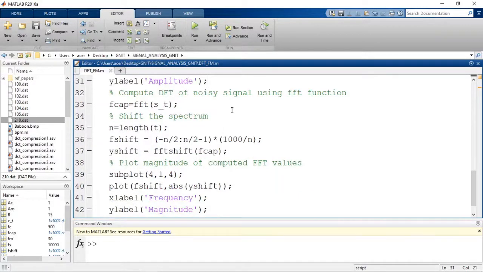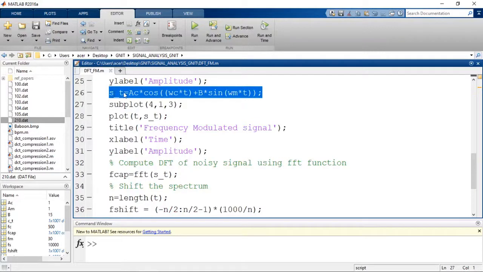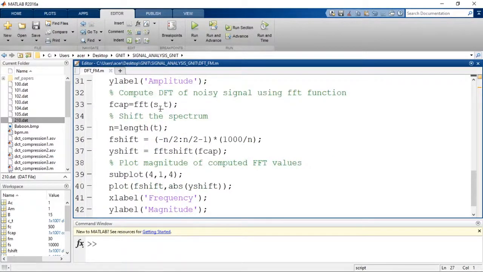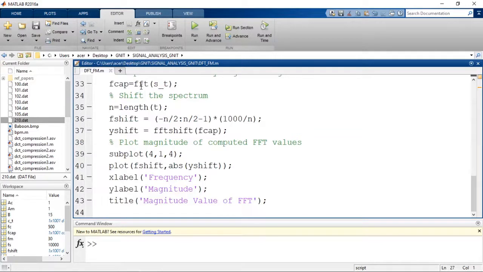Now we will compute the DFT of the signal using the FFT function. F cap equal to FFT of S of t. S of t is the modulated signal in the time domain, and we are taking the frequency domain representation of it by making use of FFT of S of t. Then shift the spectrum. Why are we shifting the spectrum? Because FFT values start from 0 on the right side, and we have to center it so that we get the spectrum on either side of the origin.